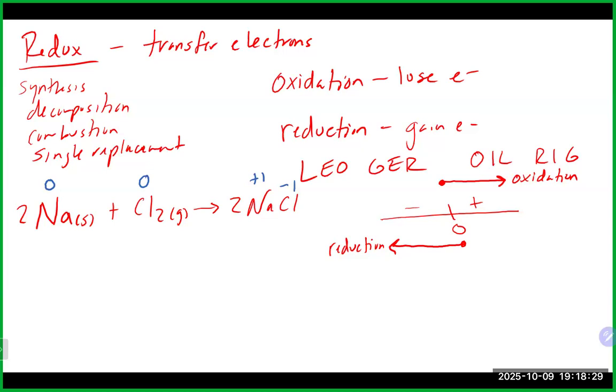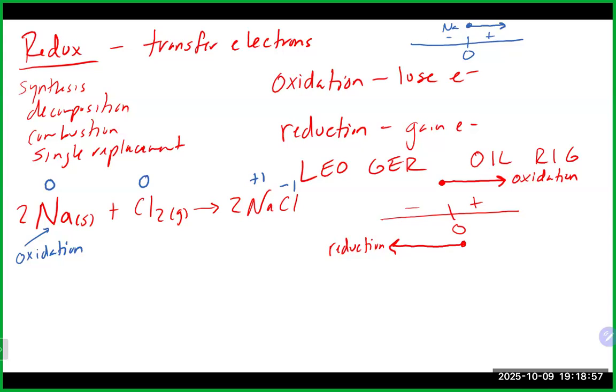And if we make a little number line, and we look at the sodium. The sodium on the left-hand side of the equation started at 0, which is right about there. And on the right-hand side of the equation, it ended at +1, which means it is moving to the right towards the positive side. In this case, our sodium is going through oxidation.